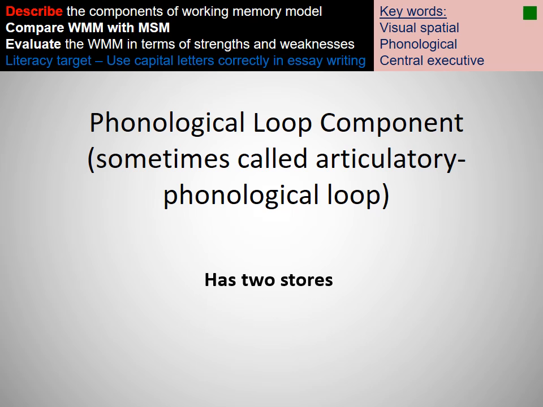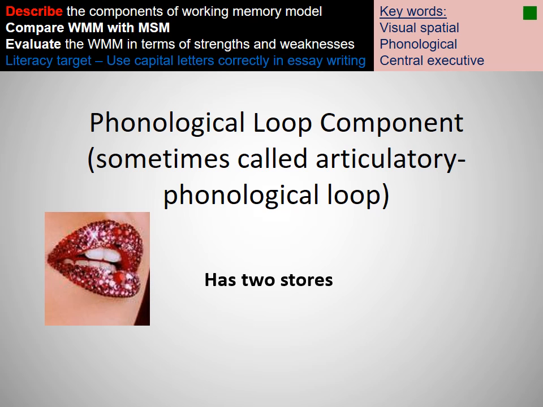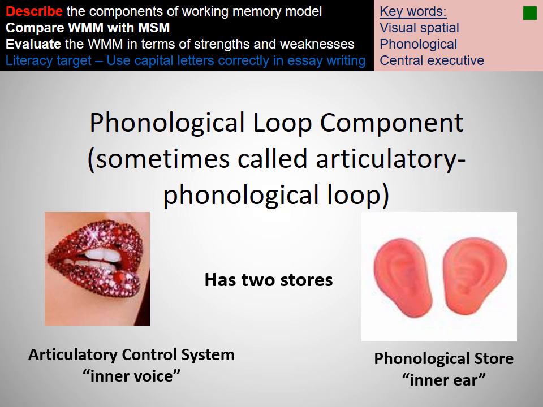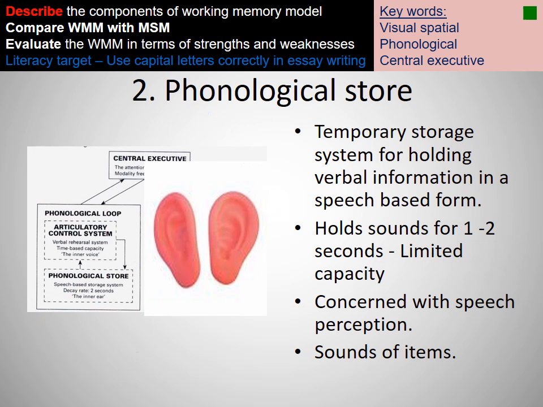So, the phonological loop, which is sometimes called the articulatory phonological loop, has the two stores, as we've just seen on the diagram. We have the articulatory control system, which is the inner voice, and the phonological store, which is the inner ear. So if we look at the phonological store, it is the temporary storage system for holding verbal information in a speech-based form.